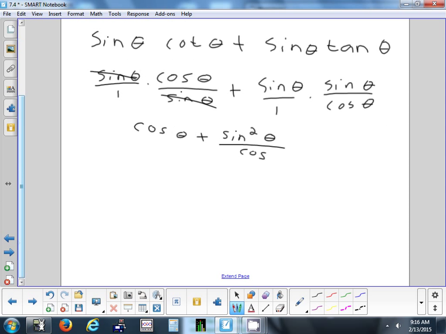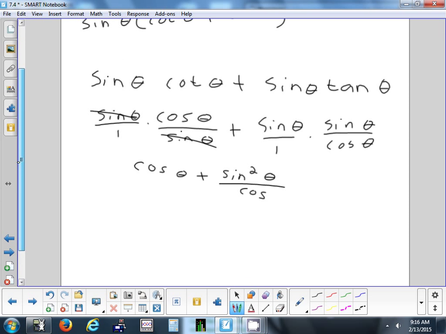Okay, and we're not quite done. We've got everything in terms of sine and cosine, so using that trick won't help here. What else could I do?